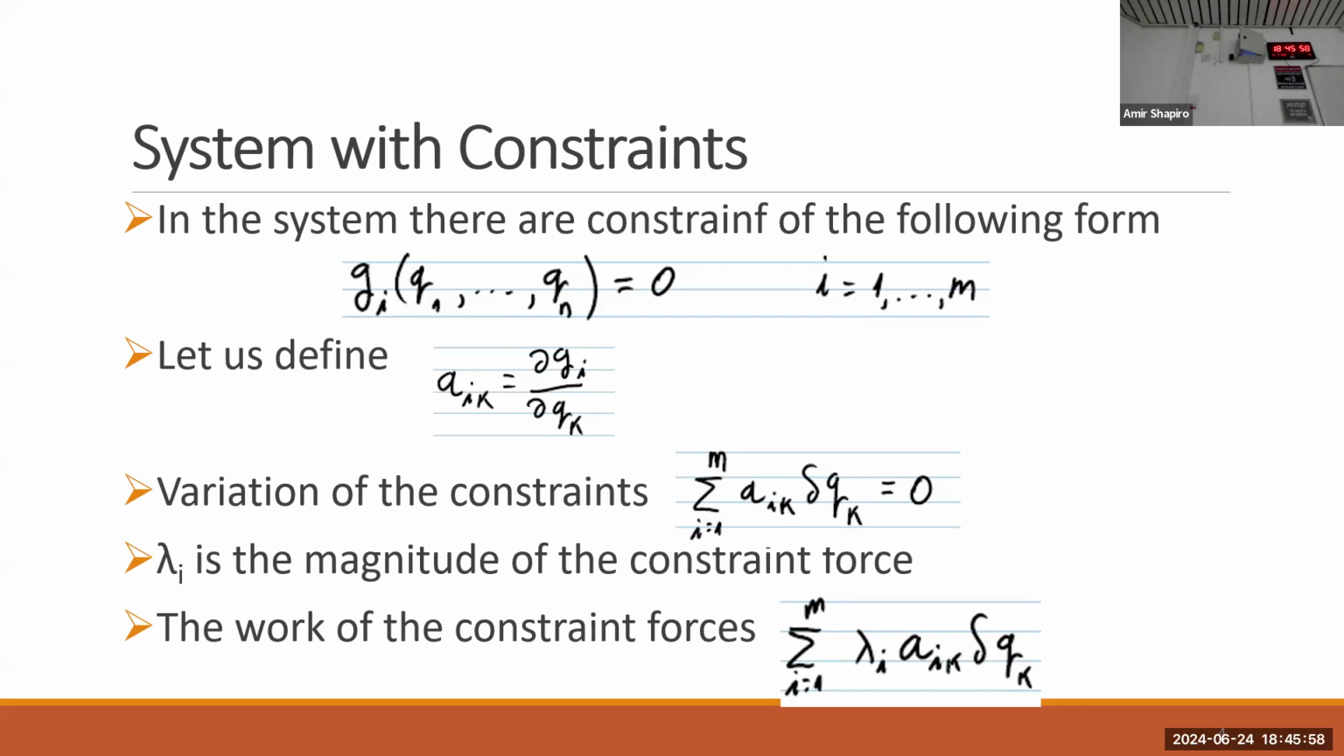Let's take, for instance, this kind of constraint. g is a function of q1 to qn and equals zero. This is a type of general constraint. We define the derivative of the constraint function a_ik as the derivative of g_i with respect to q_k. So we have many equations of constraints. We can have not only one constraint, but many constraints. And a_ik is the derivative of g_i with respect to q_k.